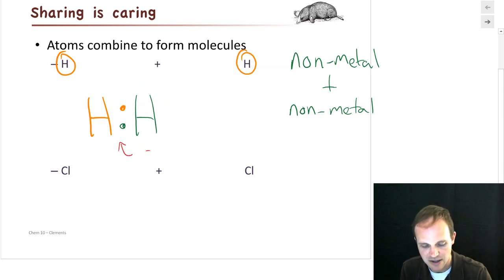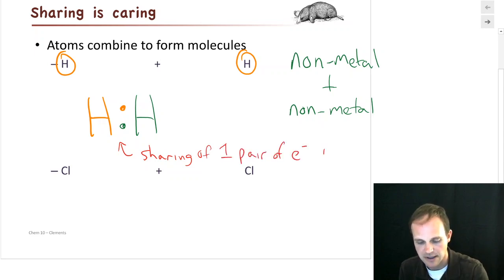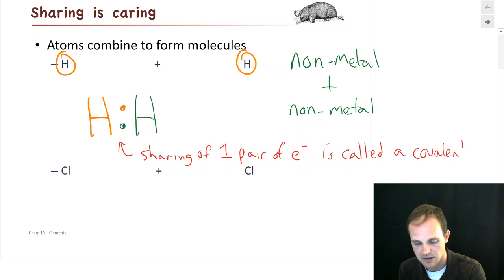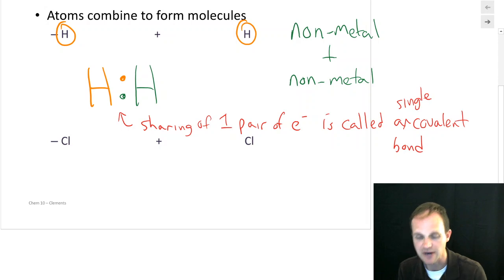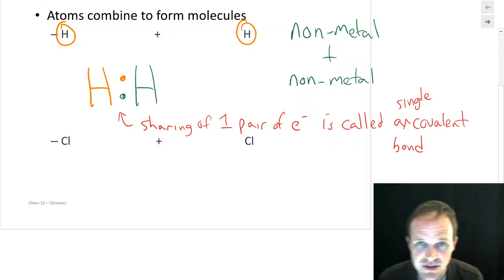This sharing of a pair of electrons is called a covalent bond. In fact, it's called a single covalent bond. I'm going to put that up here in carets because we're sharing one pair of electrons.